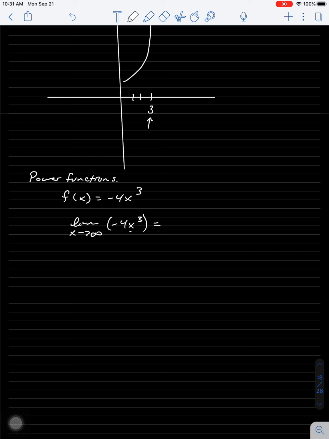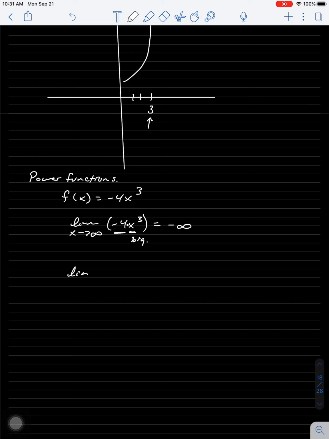If I plug in 1,000,000 for x and I cube it, it gets even bigger. Okay, so this is getting really big. But then I'm going to multiply it by a negative 4, and that's going to turn it negative, because a positive times a negative is a negative. So this guy is going to negative infinity. That's how we write that.